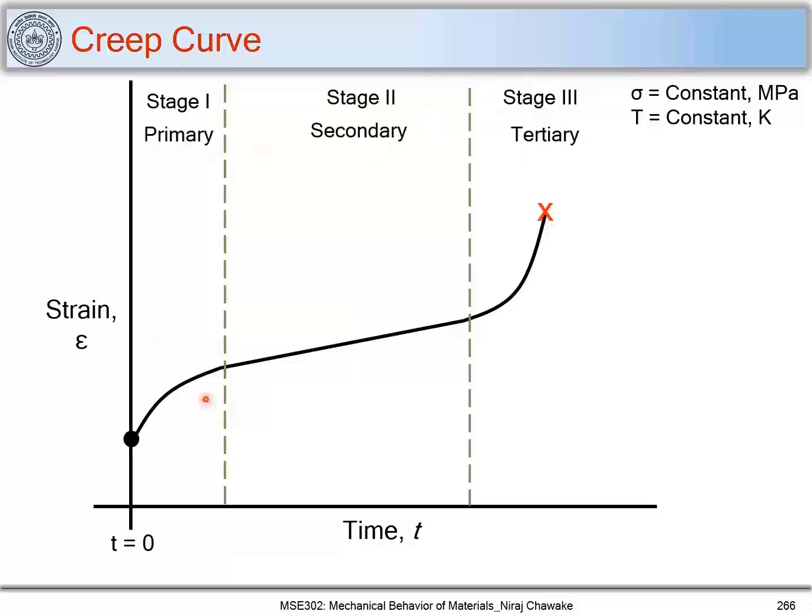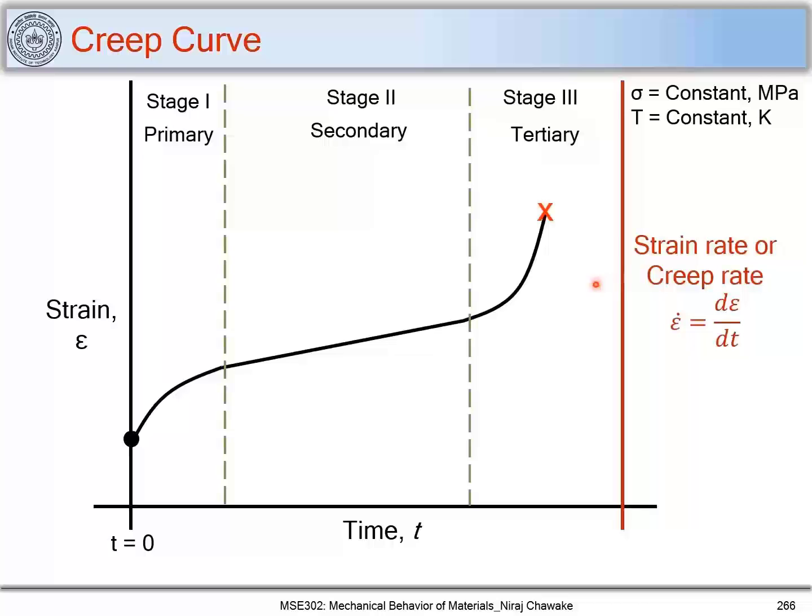So this region where you have a strain which is increasing in this fashion, we call a primary creep or stage 1 creep. Now in this region you can see that the strain, or plastic deformation, gets accumulated more or less linearly with respect to time, and this we call secondary creep. And in this region you can see that the plastic deformation is accelerated, or you can see a sudden increase in the strain, the material is deforming very fast. This region is called tertiary creep or stage 3 creep.